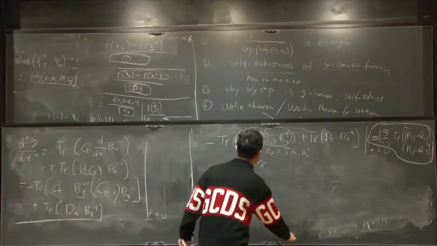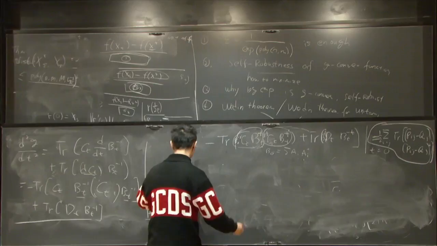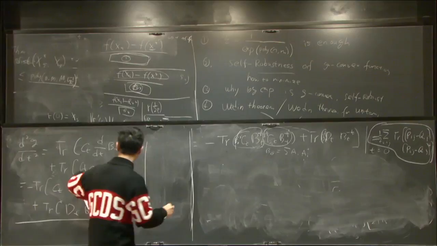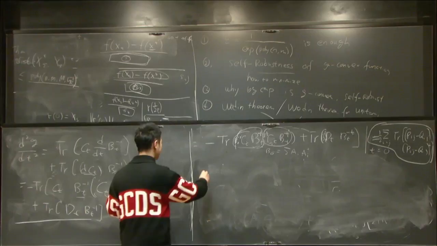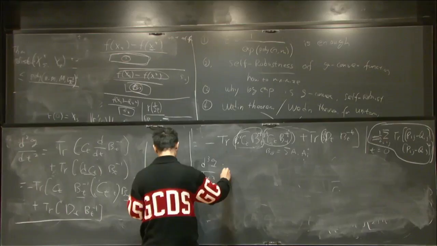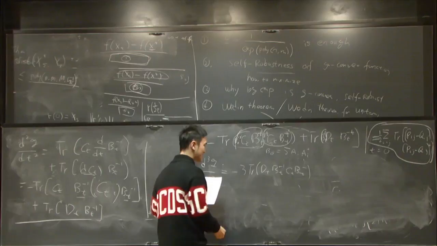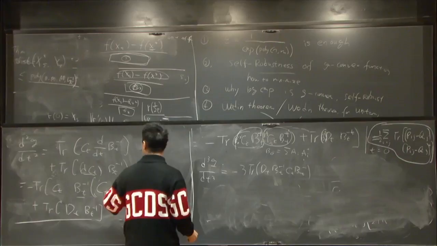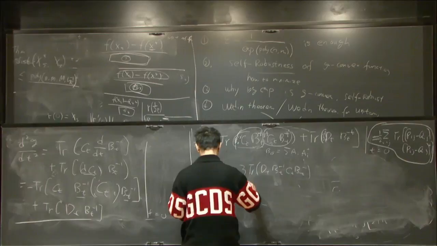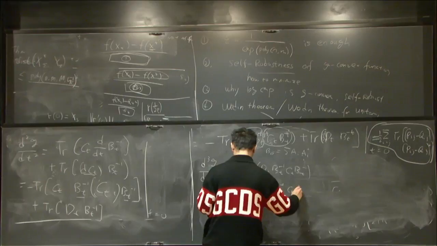And now let's just take the third order derivative. The third order derivative is also pretty straightforward. You can just use this rule. It's going to be a very long expression. Maybe let me just write it. It's equal to some minus 3 times the trace of Dt Bt inverse Ct Bt inverse. This is like you just take a derivative with respect to Ct, and then you get Dt. Yeah, and then plus 2 trace of Ct Bt inverse Ct Bt inverse Ct Bt inverse.